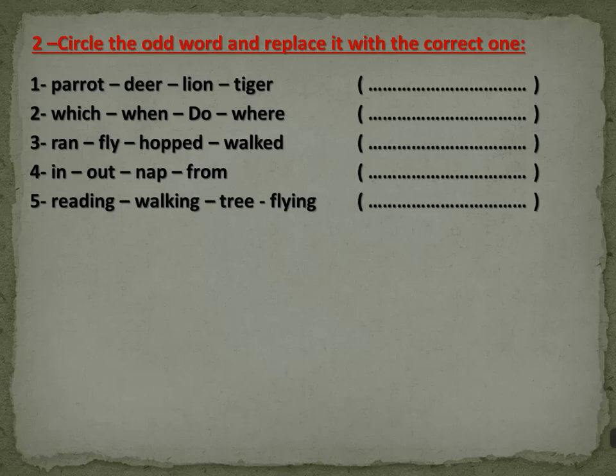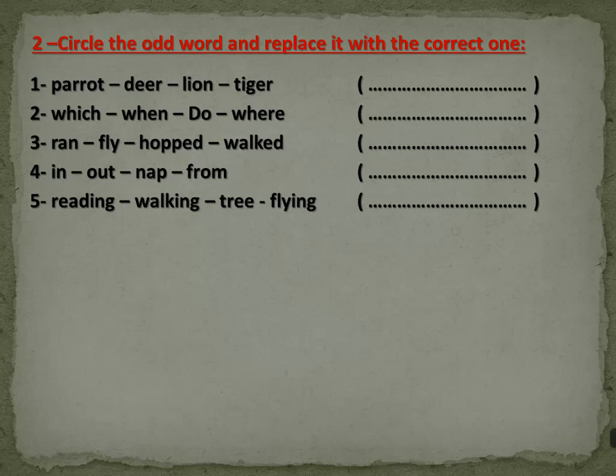Number three, ran, fly, hopped, walked. All of them are verbs in past simple except fly. We put flew. Number four, in, out, nav, for, from. All of them are prepositions except nav. We put on. Number five, reading, walking, tree, flying. All of them are verbs in gerund form except the tree. We put eating.